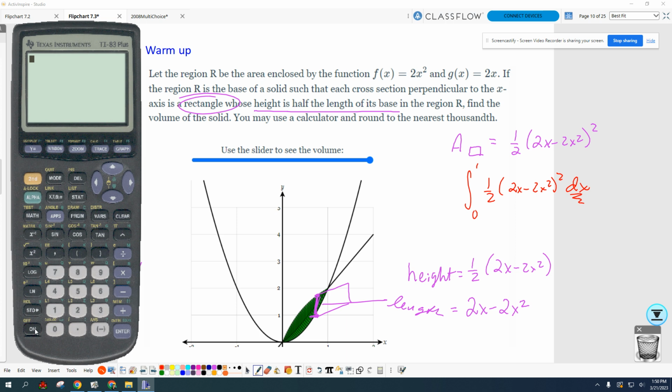Rashim, what do I type in? Math 9. Okay, so this looks yucky. Parentheses, again, I'm going to type in what I wrote over there. 2x minus 2x squared, close the parentheses, divide by that 2, so I wanted half of that, comma, I'm integrating with respect to x for the bounds that Ananya told me, comma 0, comma 1, close the parentheses.